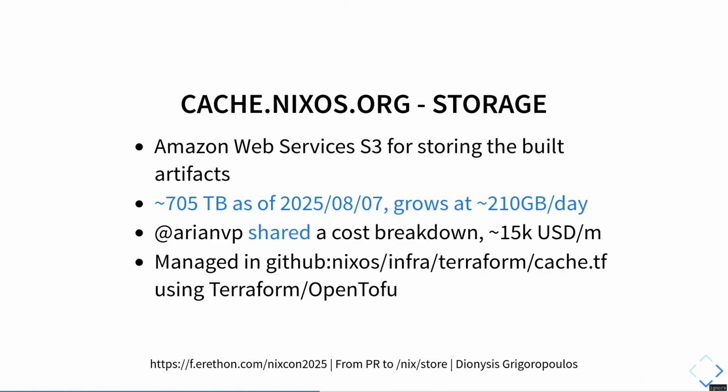As of early August, the S3 cache is at over 700 terabytes in size, and it's growing at a rate of about a terabyte per day. This currently costs, I think, $15,000 per month, and Amazon is sponsoring it. Again, the code for this is using Terraform. It's in the same file as the Fastly one.